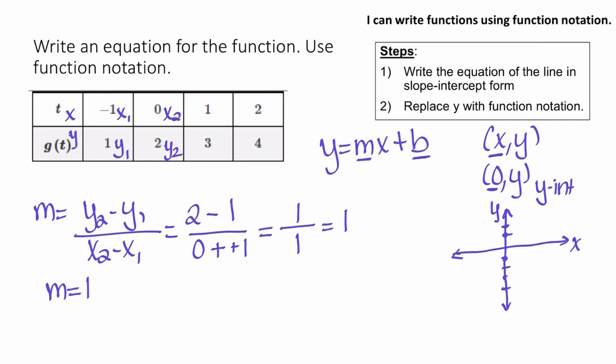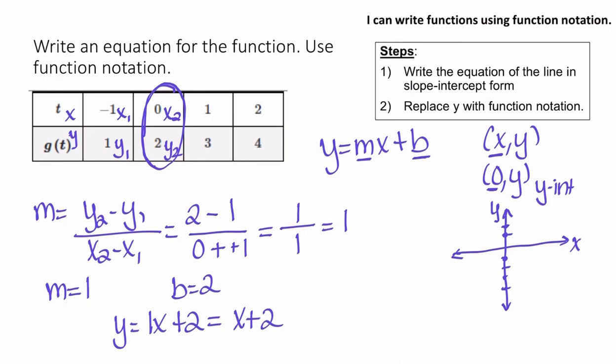Well, if I look at this table, I can pretty quickly see where the y-intercept is, right? See, this point is where my x value, or my input value, equals 0, so that will be my y-intercept. So my b value is actually going to be 2. So I can plug into y equals mx plus b, so I have y equals 1x plus 2, which is the same thing as saying y equals x plus 2.